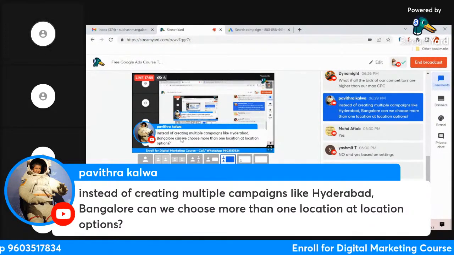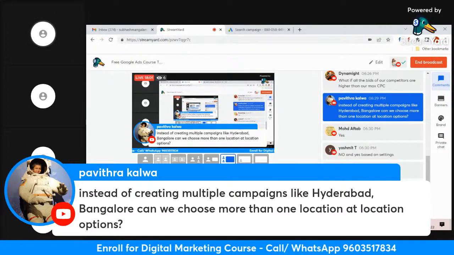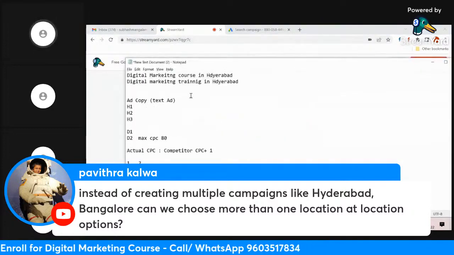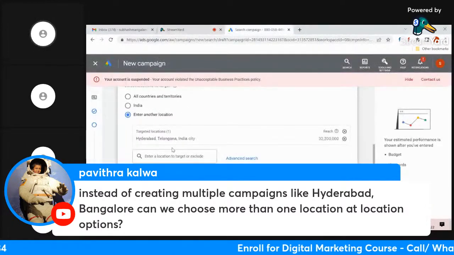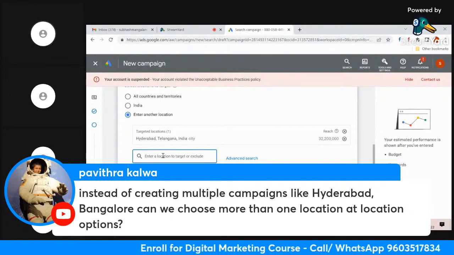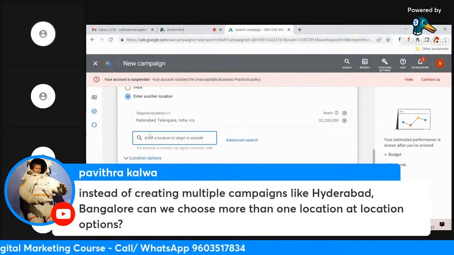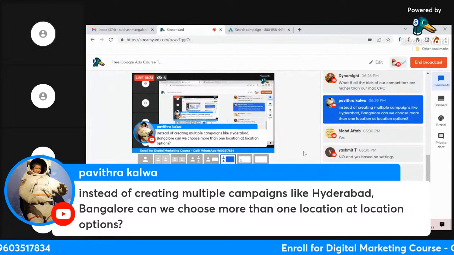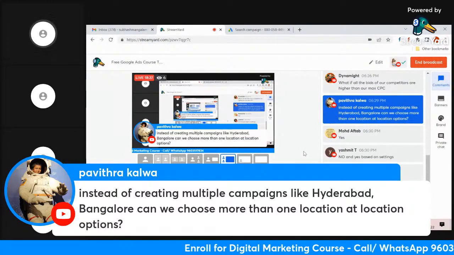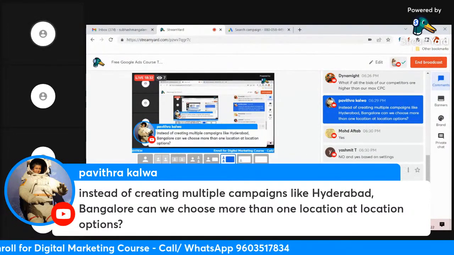Pavitra asked one question. Instead of creating multiple campaigns like Hyderabad and Bangalore, can we choose more than one location in the location option? Here, Hyderabad is a separate campaign and Bangalore is a separate campaign. Instead of creating separate ones, why don't we target Hyderabad, and you can target Bangalore as well, and Chennai as well. You can target multiple locations; they clearly give an option here. But you will get wrong results and you will lose money. Always one place, one campaign is a good option. Definitely in the future, you will understand why we are doing this.